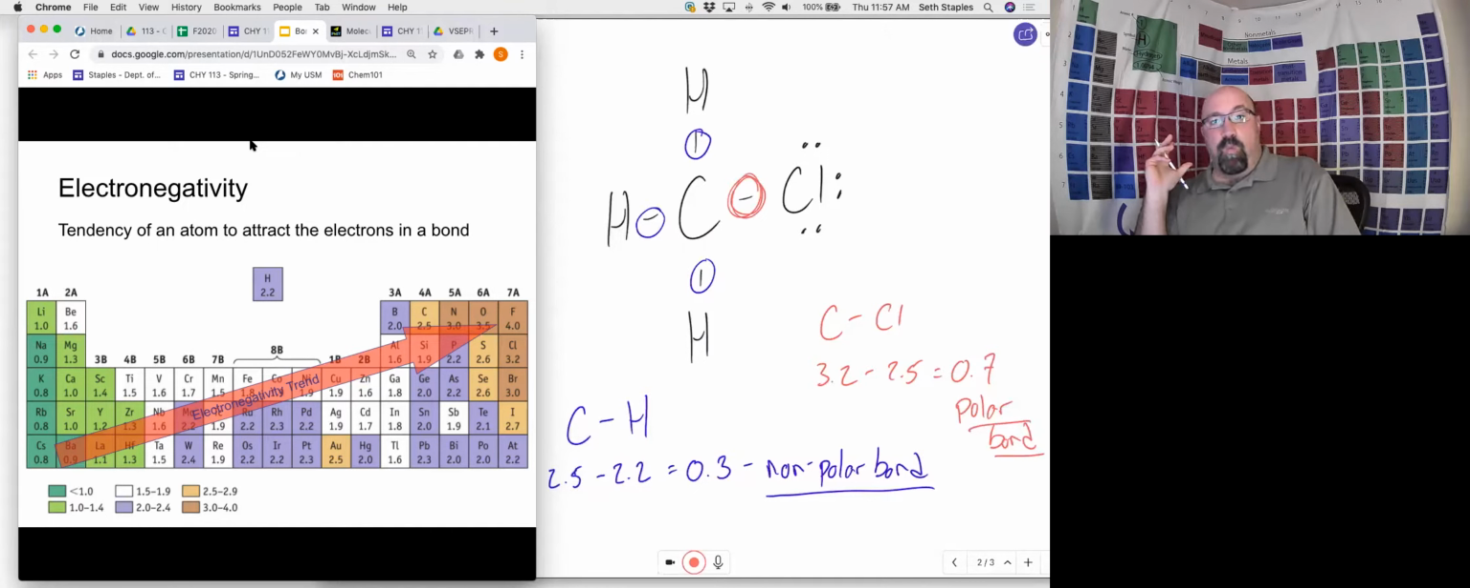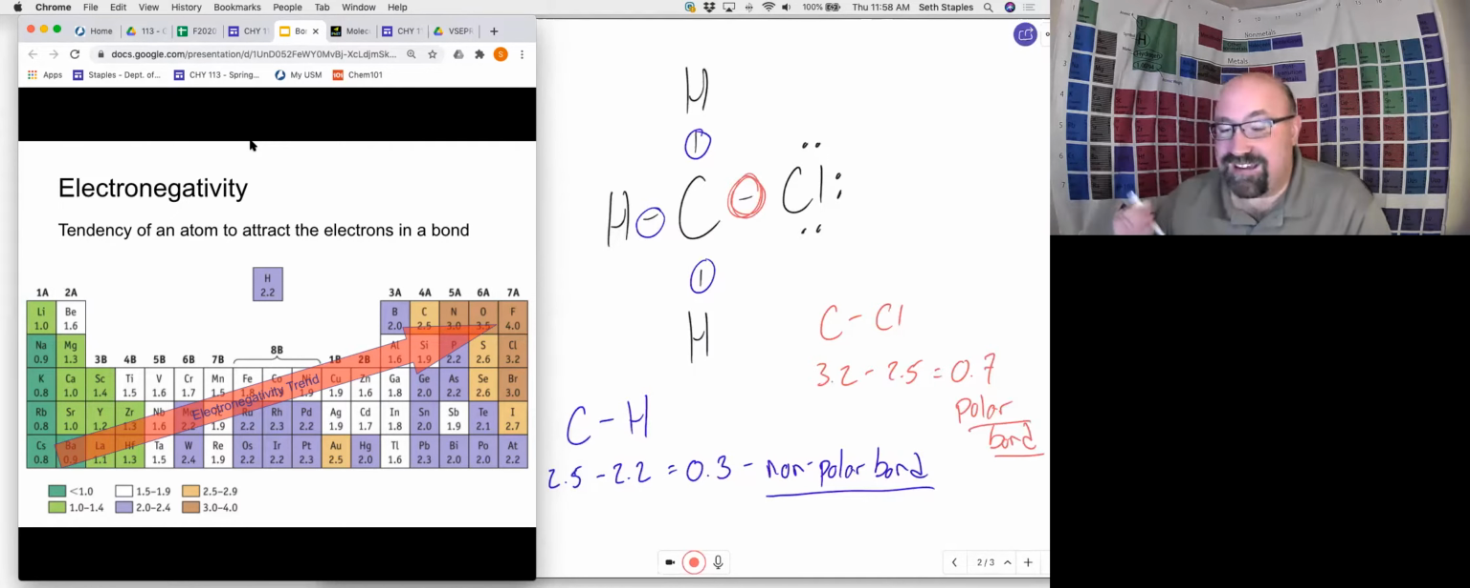And so ultimately what we want to find out is if the entire molecule is what we call polar. Is there a region in this entire molecule where electrons start to build up a little bit? And in this one, there absolutely is.